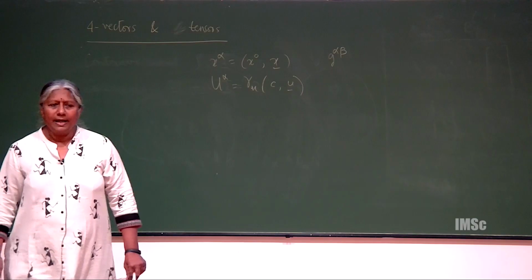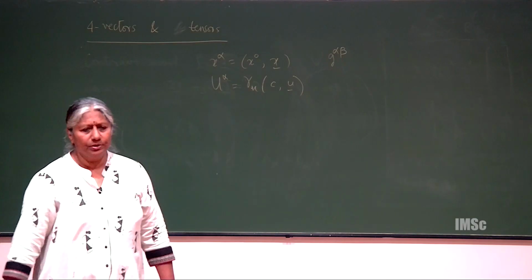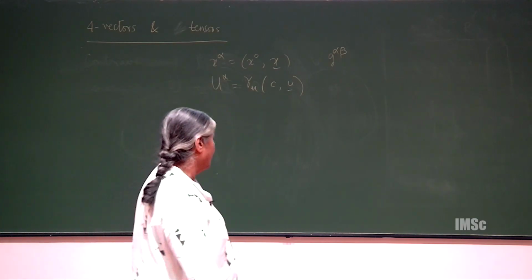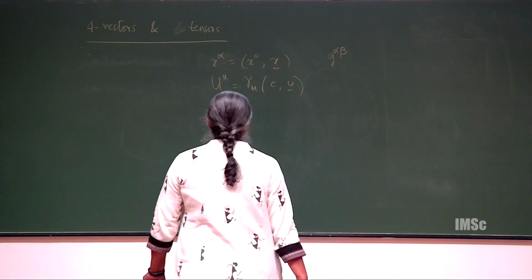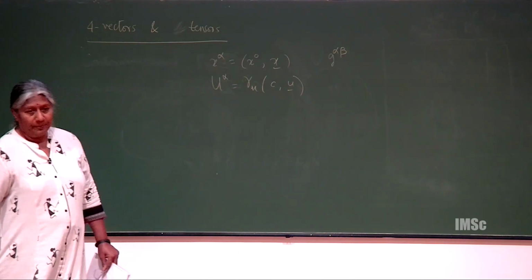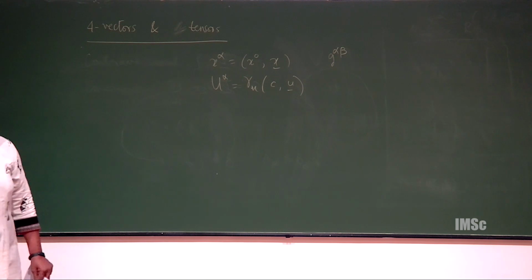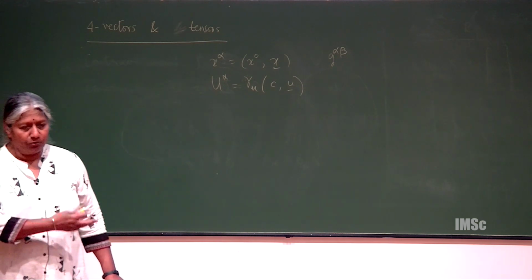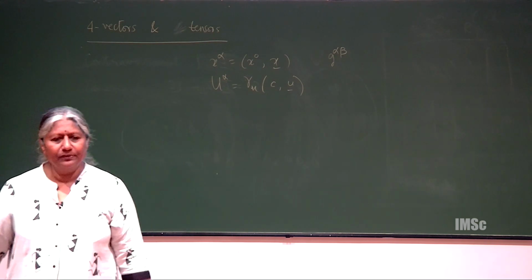Right, so m times that will give you the 4-vector p. Now you can see that you can also write p in terms of d by dx, but you remember that, right? We wrote d by d tau, right? So m d by d tau of this u alpha will give you p.